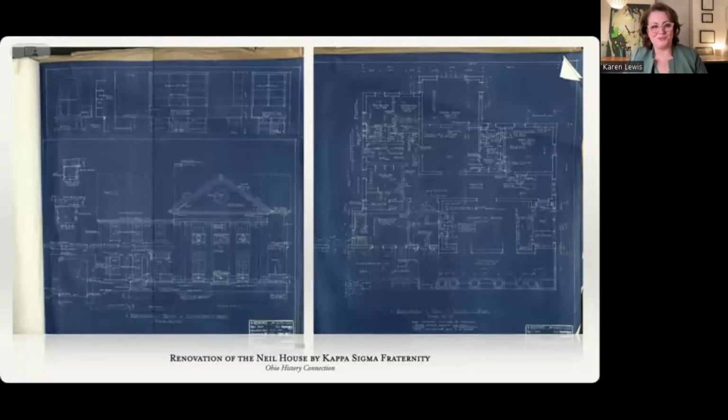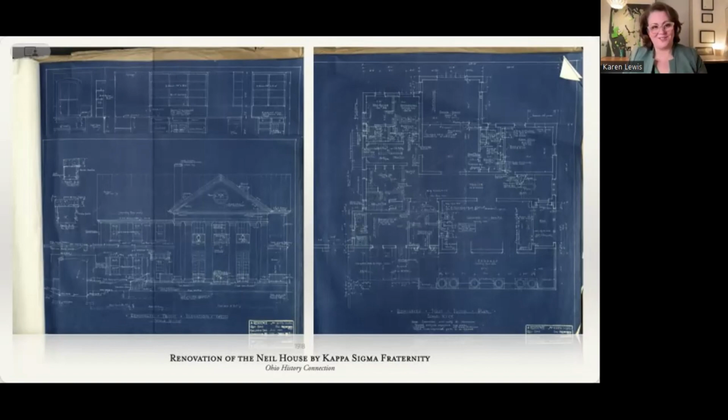Let's go to the Ohio Historic Society and find the original plans of the Neal family house as it was renovated into the Kappa Sigma fraternity. And this was a really incredible find because it's not cataloged in the archive.